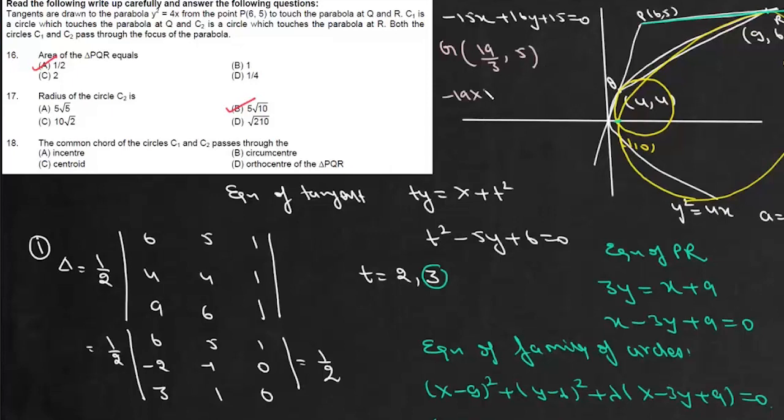So if we put this, it'll be minus 19 into 5 plus 80 plus 15. So it is minus 95 plus 95, which is 0. That means the centroid lies on this common chord. So it'll pass through the centroid of this triangle, and that's your option C. The correct options are A, B, and C.